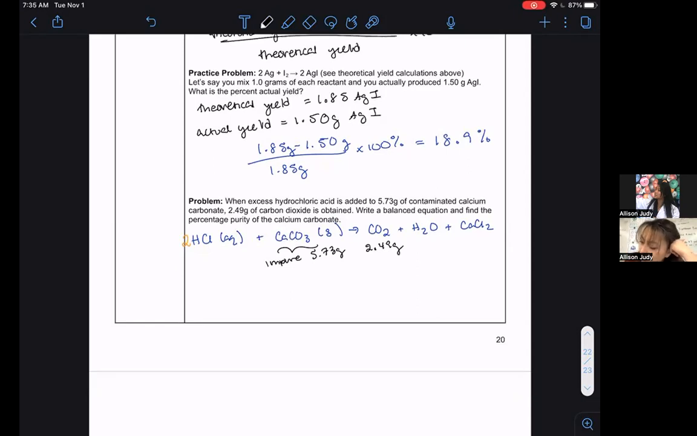I'm going to say, okay, I have 2.49 grams of carbon dioxide. I know that for that product to be made, I need to first get to moles. So for every mole of carbon dioxide, I need, oh, I should really know this in my head. 16 times 2 is 32, 44, about 44 grams of CO2. So 2.49 divided by 44, and I get 0.05659 moles of CO2.